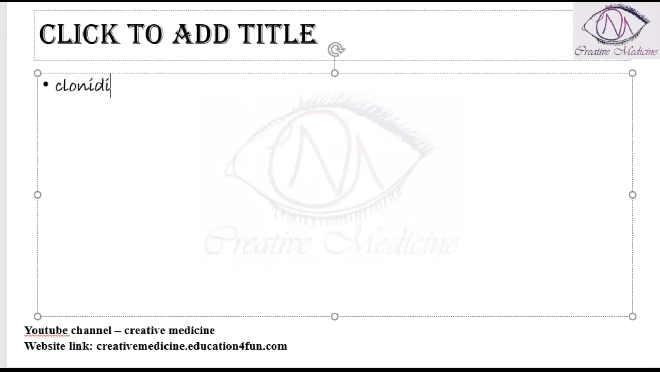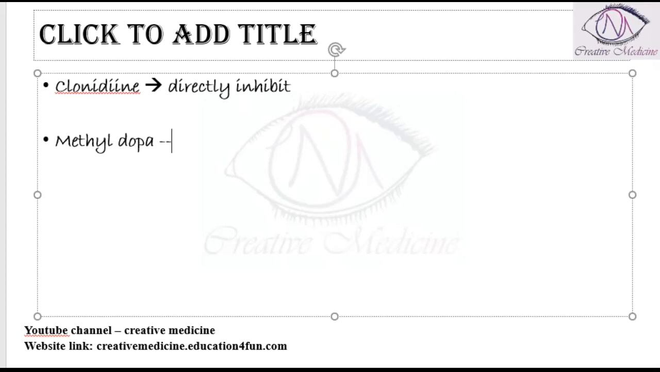This clonidine will directly act on the alpha 2 receptors, whereas methyldopa is a prodrug. Methyldopa will first have to get converted into alpha methyl norepinephrine, and this will act on the alpha 2 receptors, whereas clonidine directly acts on the alpha 2 receptors.